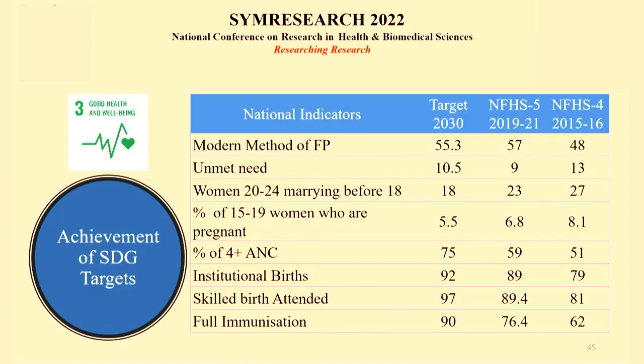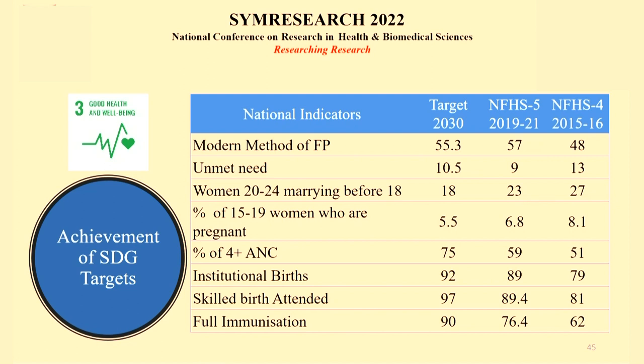These are the India situation. Look at that. Modern family planning methods, India needs 55.3. Already we have achieved 57. NFHS 4, 2015-16, it was 48%.